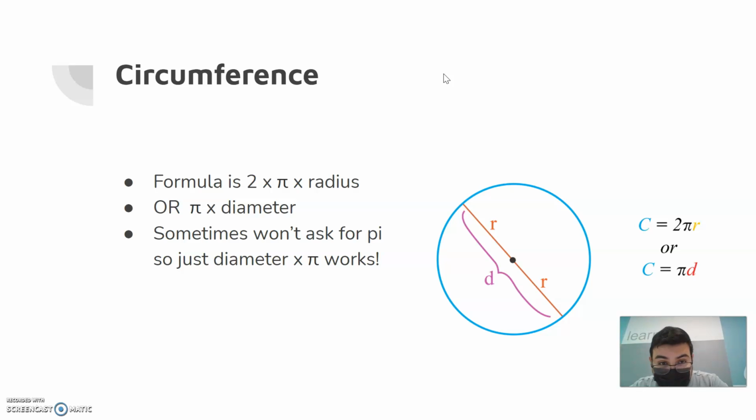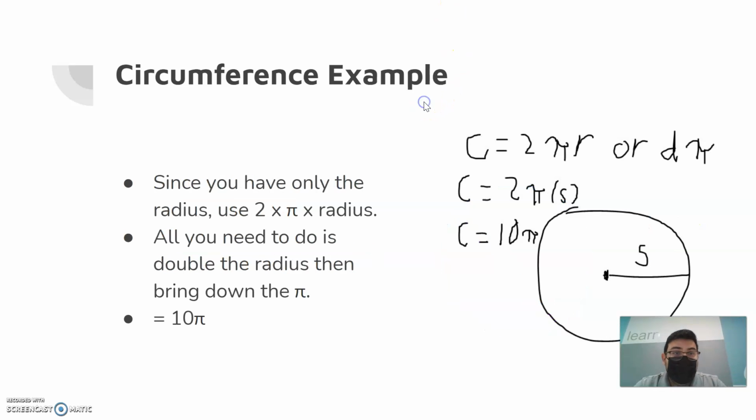To find the circumference, it's very easy. All you want to do is 2 pi r, or pi d, d pi, anything like that. So for 2 pi r, you're just looking for the radius, multiply it by 2, and then bring down pi. That's how you find the circumference. Or if you have the diameter, it's the diameter and then pi. Really simple, really easy stuff.